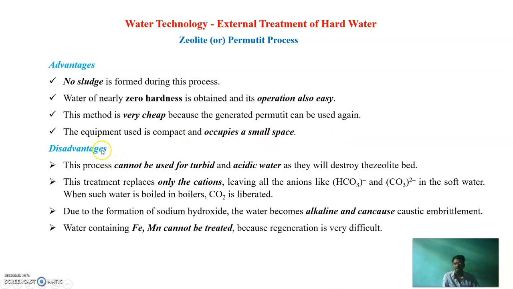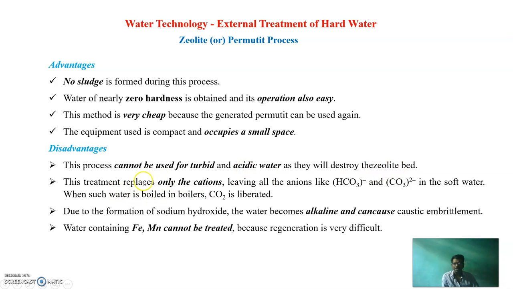And then the disadvantages. If the water contains more turbidity or is acidic, then we cannot use this water treatment method, because the turbidity will block the pores of the zeolite, and if the water is acidic in nature, it will destroy the zeolite bed.